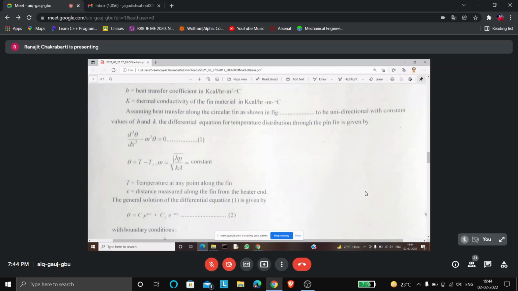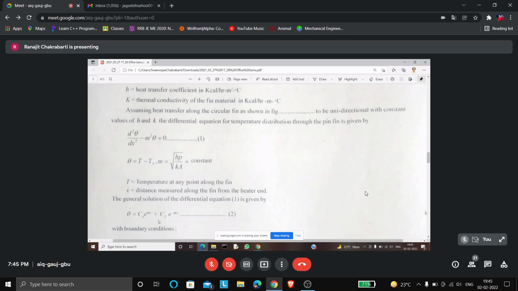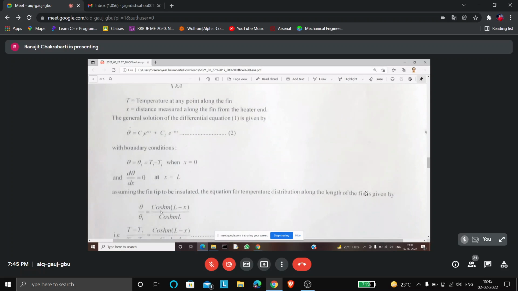The general solution of this differential equation is theta equals C1 e to the power mx plus C2 e to the power minus mx. Here we have to apply some boundary conditions so that we can find C1 and C2, which are the constants of integration, because this is integrated twice in order to get the solution. To get that, we use the boundary conditions. There are two boundary conditions.